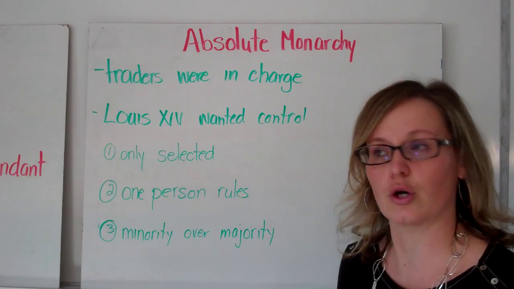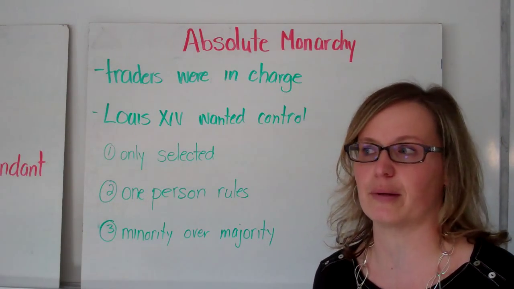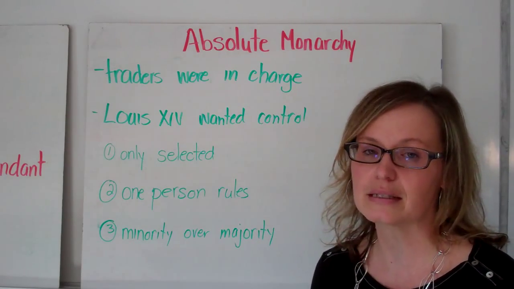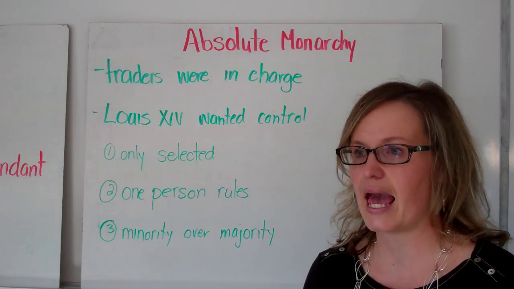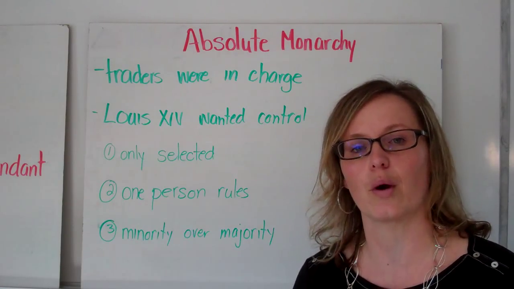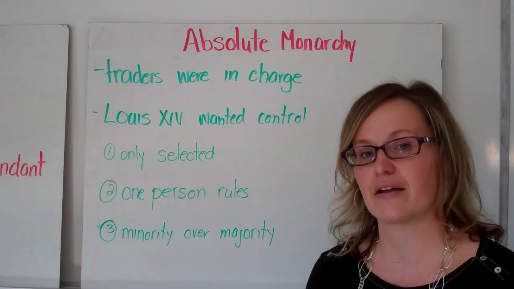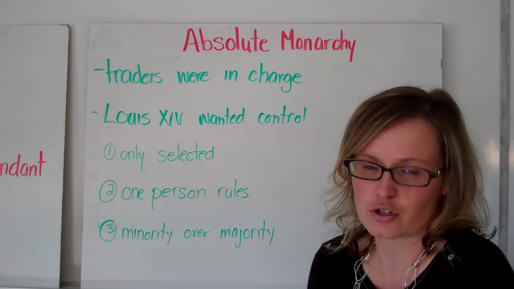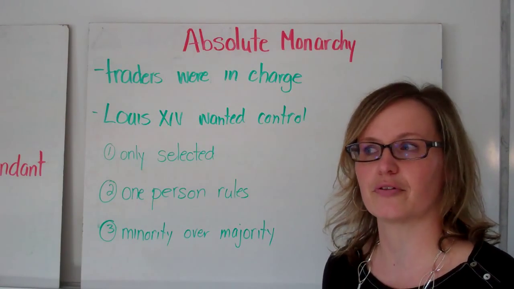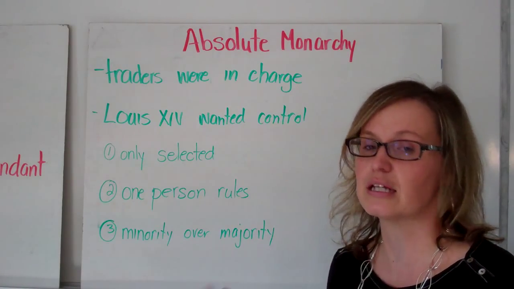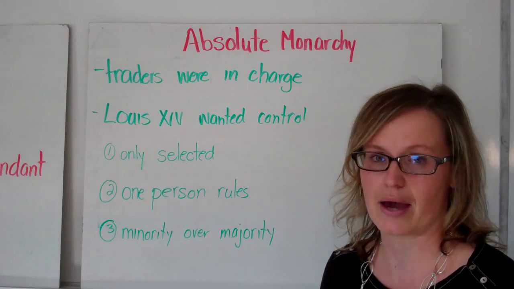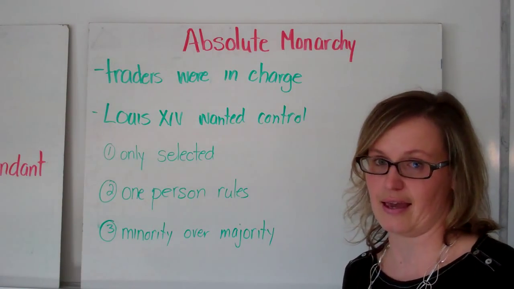One person ruled. The people he would choose to be in his government could advise him and give their opinion, but ultimately the decision was his. He could go completely against what everyone in the government wanted because he had final say. It was a minority over a majority. It didn't matter how many people felt one way. If the king believed in something and wanted to do it this way, his voice was the only one that really mattered. There was only one vote, and it was the king's.